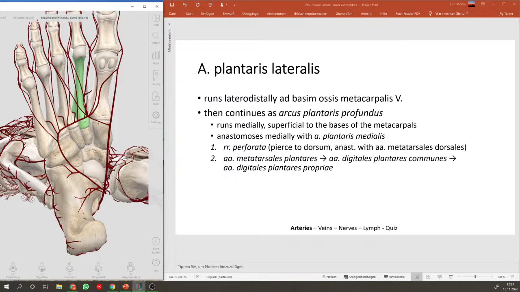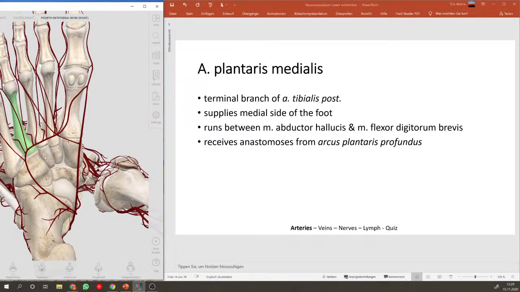Okay, so that was the lateral plantar artery, and this deep plantar arch will also anastomose with the medial plantar artery. But the medial plantar artery has a much simpler course. It will run between musculus abductor hallucis and musculus flexor digitorum brevis. So you know already from this week, those are muscles of the superficial group in the foot, and between that you can usually find arteria plantaris medialis. It will supply the medial side of the foot, the hallux, and again anastomose with the deep arch.